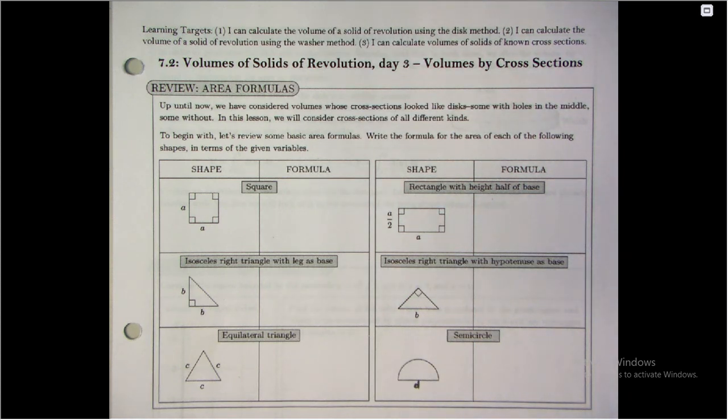This would be the third day of our notes together. And today's topic is volume by cross sections. We're going to start on the front page with just some review of some simple geometry. And then when we flip the page, I'll show you how this ties in with what we are going to be working on. So our goal here is to just review some geometry formulas.